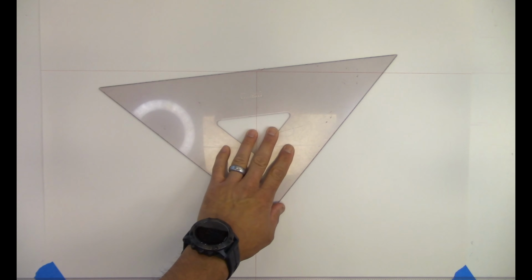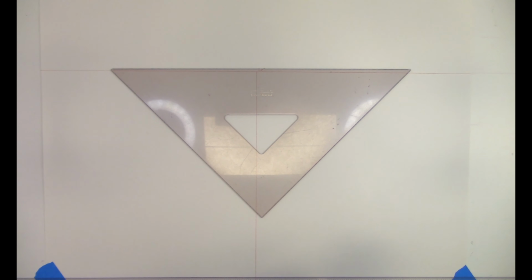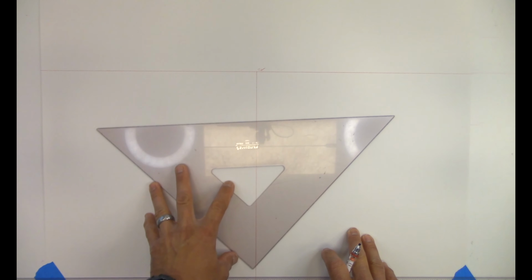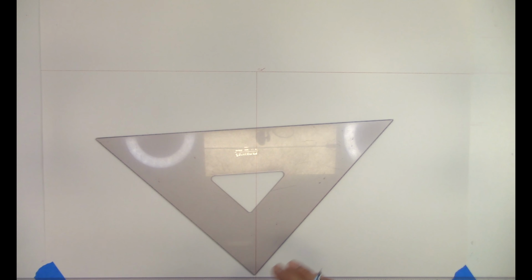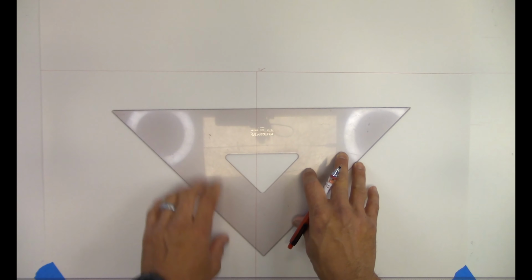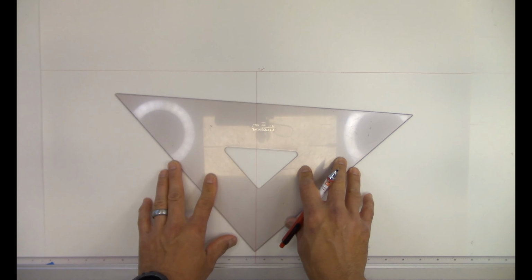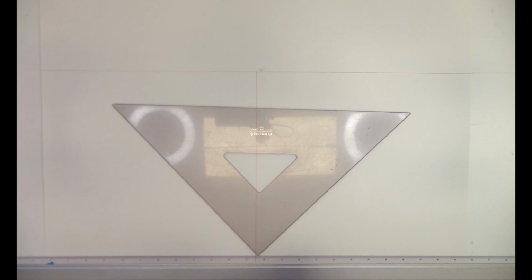So you're going to get your triangle. This is your 45-90 triangle. You can use both. I mean, you can use your other one too, but it's a little bit easier with this one. So you're going to place this in a way where you can actually capture both vanishing points on your paper. Okay.